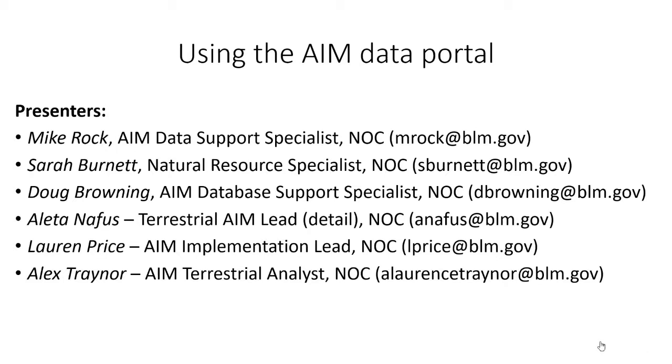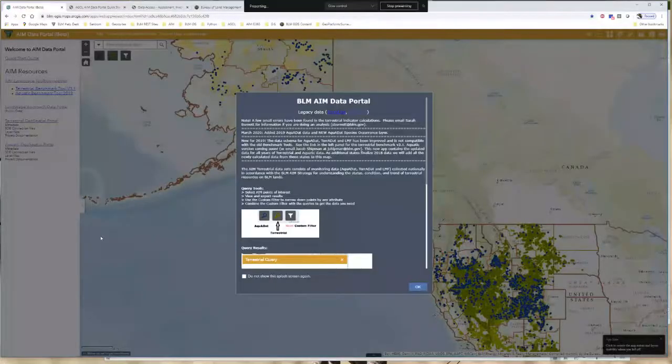All right. Thanks, everyone. As Alex and Alita said, my name is Mike Rock, and I am a GIS person at the NOC. I work with the AIM team, and our goal is to build tools that will help you out in the field offices and district offices get your work done.